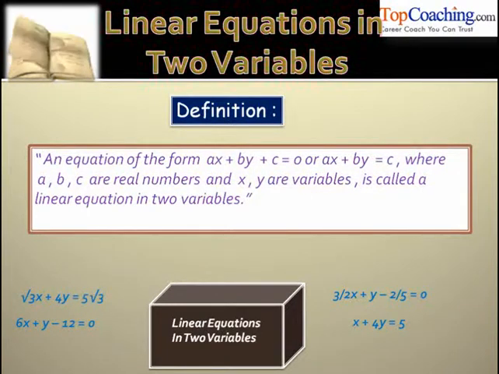So once again, a linear equation in two variables is actually of the form ax plus by plus c equal to 0, or ax plus by equal to c. Here a, b, c are real numbers and x and y are the variables.